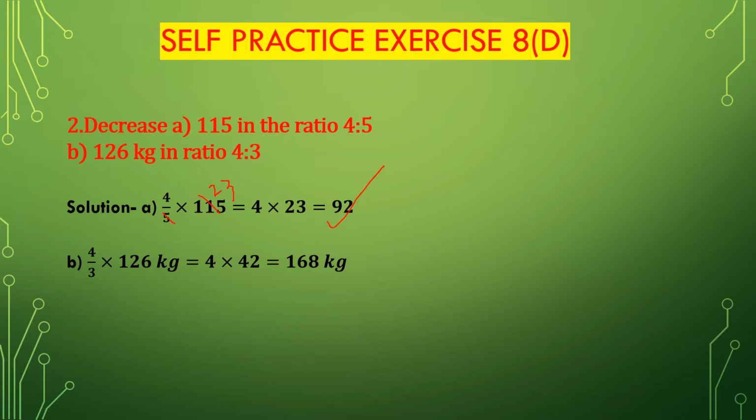Second part B, decrease 126 kg in the ratio 4 is to 3. That is 4 divided by 3 multiplied with 126 kg. Cancelling 3 with 126, we get 42. 4 multiplied with 42, that is 168 kg.